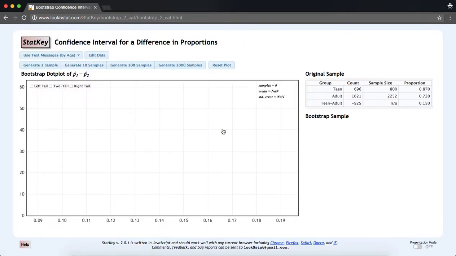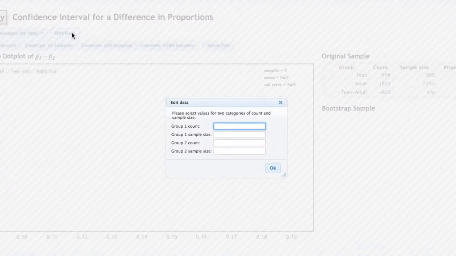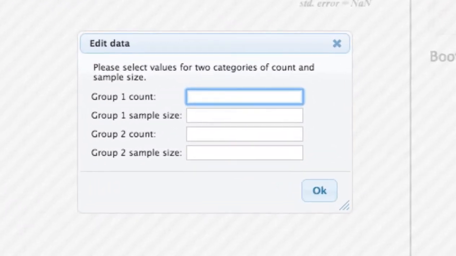This is not a built-in data set, so we'll have to enter our own data via the Enter Data button. My preference is to enter the group with the larger proportion first. This keeps the difference in the proportions positive. So there was a larger proportion of females who were dieting, so we'll enter the females first.